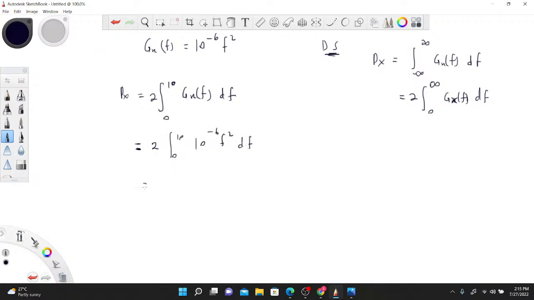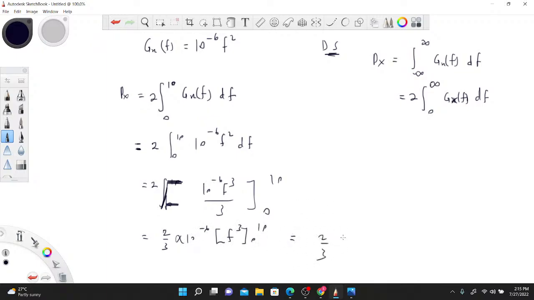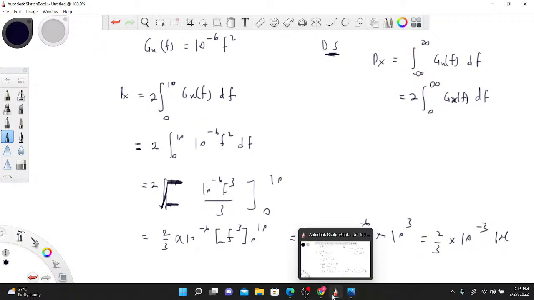So this will give me 2 times the integral from 0 to 10 of 10 to the minus 6 f cubed over 3. So I've integrated, from 0 to 10. So I'm having 2 over 3 times 10 to the minus 6 f cubed from 0 to 10. If I put in 10, I'm getting 2 over 3, 10 to the minus 6 times the upper limit 10 cubed. This will give me 2 over 3 times 10 to the minus 3 watts. Is that the answer?